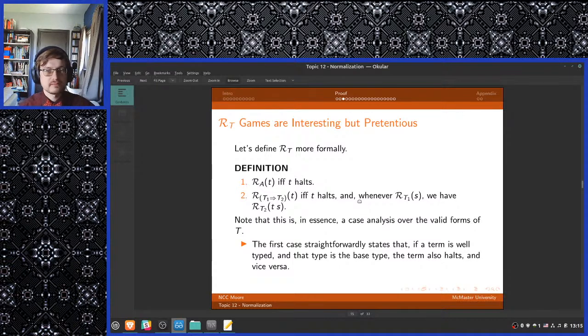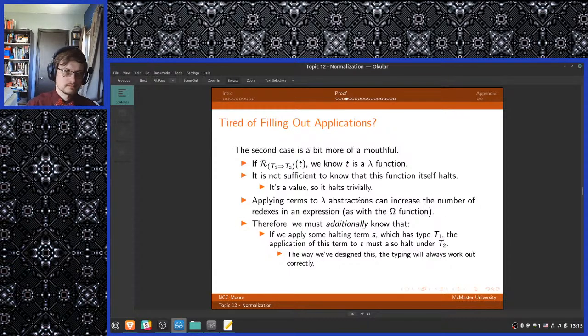This is how we're defining it. The second case is a bit more of a mouthful. So, if t is in the set of closed terms of type T1 yields T2, we know that t must be a lambda function, because lambda functions are the only things that can be typed with the arrow type constructor.